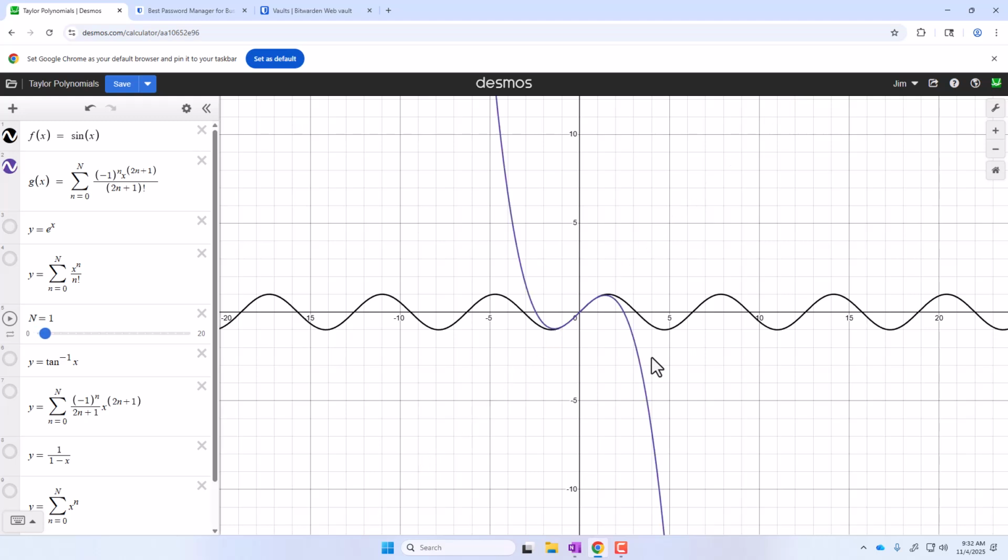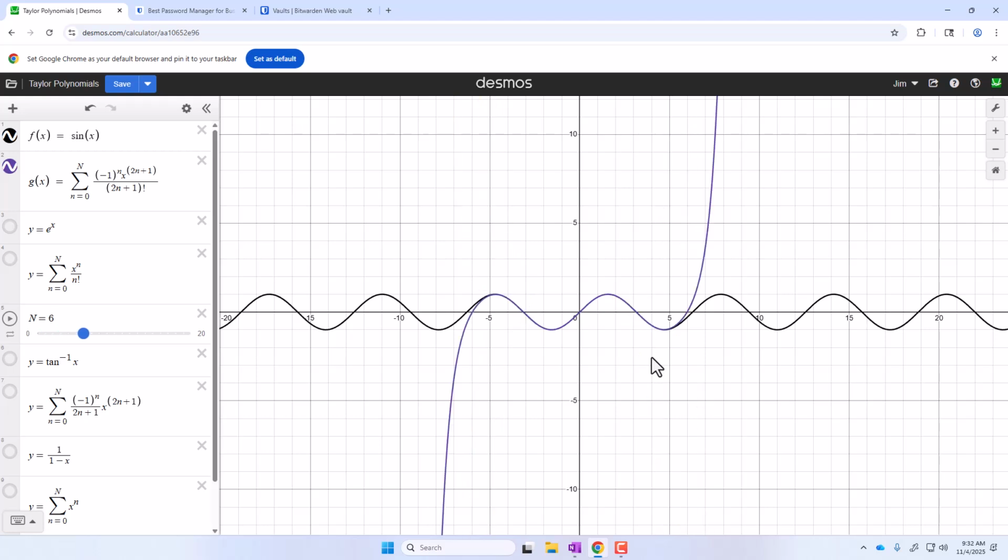If you look at the power on this Taylor polynomial, it's a 2n plus 1. So when this n is 1, it's the best cubic approximation. You'll see with sines and cosines that sometimes powers disappear, so this power is always odd for this Taylor polynomial. And you can see what it does.